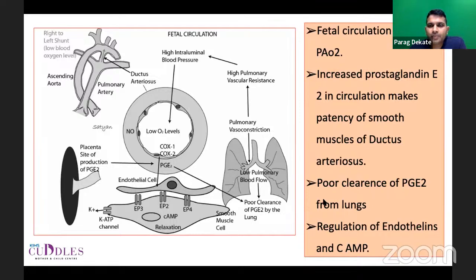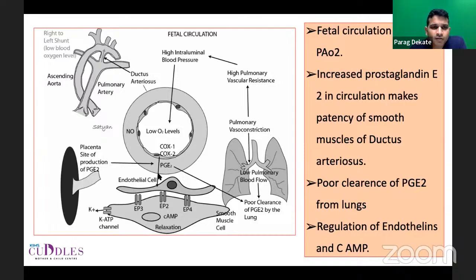Now, what exactly happens here? So you know that this circulation is a low PO2 circulation. You can consider this is basically the pulmonary artery, and there is a very low level of oxygen because it's a low oxygen system when you are intrauterine. And there is a high intraluminal pressure. So because of that, the blood vessels are flattened and bigger.